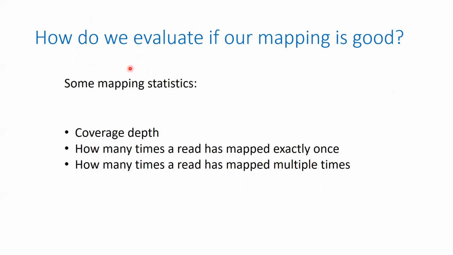Now, how do we know if our mapping, our alignment to the reference genome, is good or bad? There are some mapping statistics. There is something called the mapping quality. And other statistics are, for instance, the coverage depth, and how many times a read has mapped exactly just once, or how many times a read has mapped multiple times.